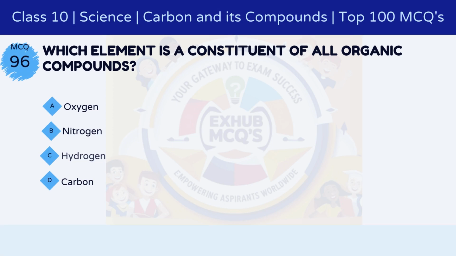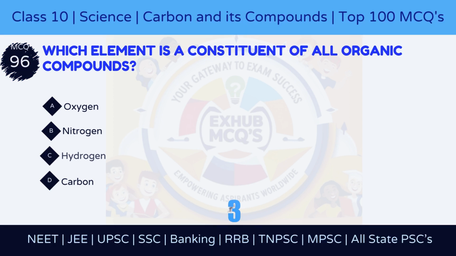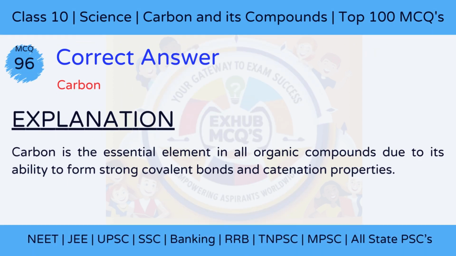MCQ 96. Which element is a constituent of all organic compounds? Option A, oxygen. Option B, nitrogen. Option C, hydrogen. Option D, carbon. The correct answer is option D, carbon. Explanation. Carbon is the defining element of organic compounds. Its unique ability to form covalent bonds and chains makes it the foundation of organic chemistry.